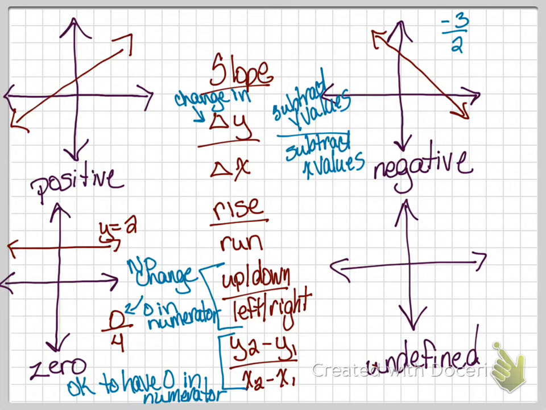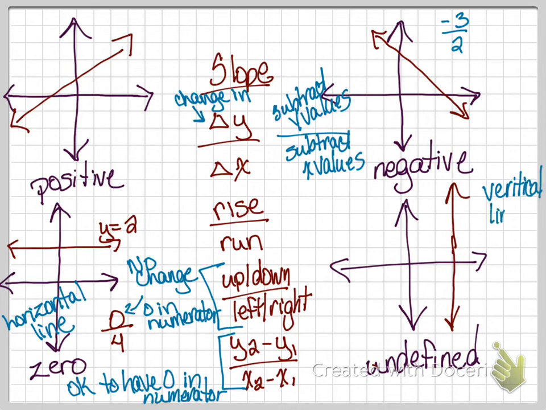An undefined slope is when I have a vertical line. So a 0 slope is a horizontal line. Let me write that right there. Horizontal line. An undefined slope is a vertical line. This is if time stopped. That is a way to think about an undefined slope.